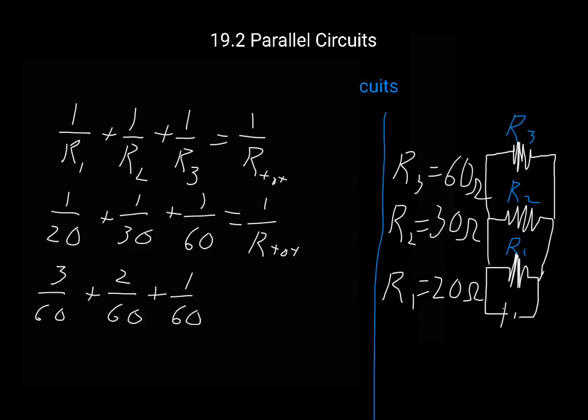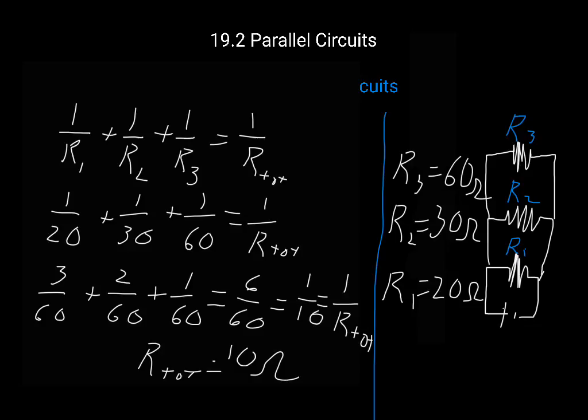First, we get a common denominator. Luckily, we have that 60 there, and these are nice multiples of 60. So we get 3 over 60 plus 2 over 60 plus 1 over 60. This gives us 6 over 60, which is 1/10, which is equal to 1 over our total resistance. From there, we can find fairly easily that our resistance total is going to be equal to 10 ohms. Don't forget your units.